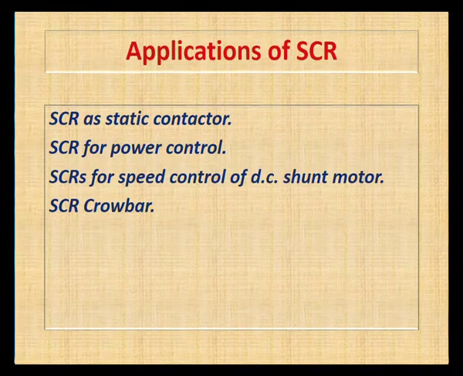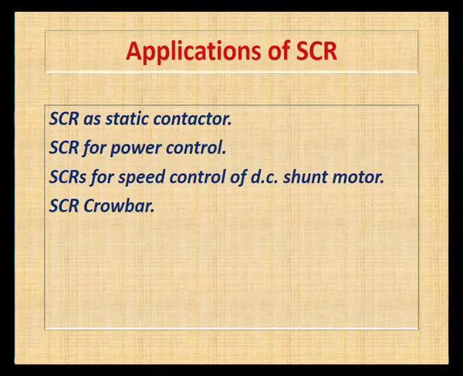Then applications of the SCR. We can use the SCR as a static contactor. It is static because there is no moving part, that is why it can be used as a static contactor. The SCR can be used for power control, for speed control of a DC shunt motor, and also for a crowbar circuit. A crowbar circuit helps to protect a voltage sensitive load from a variable DC supply.